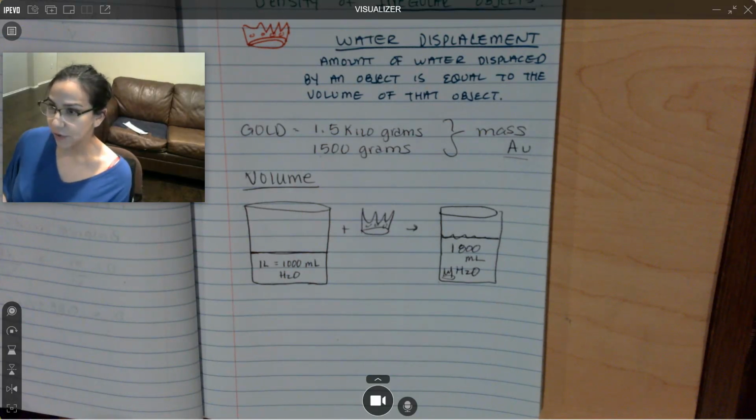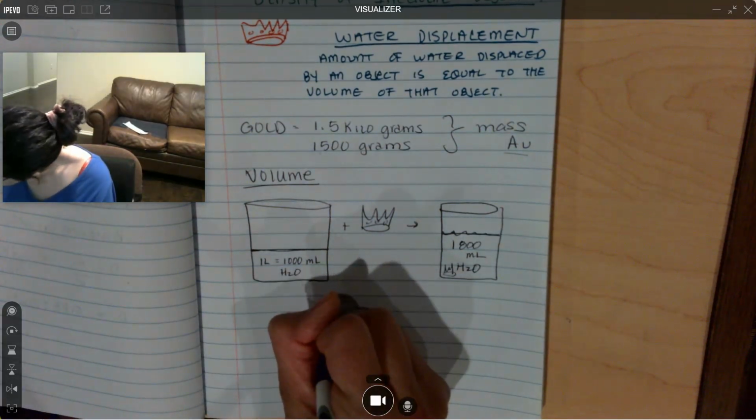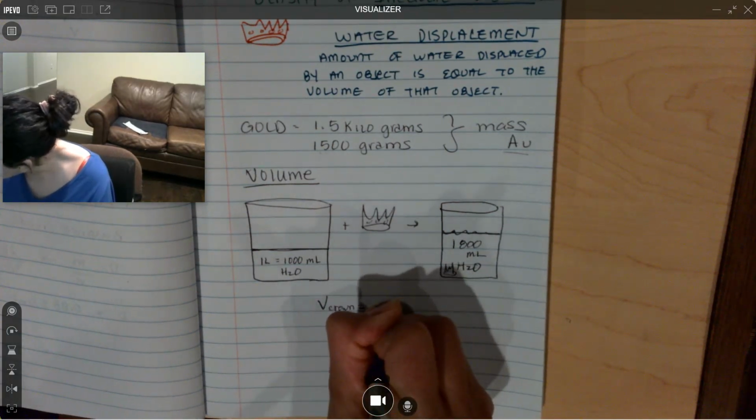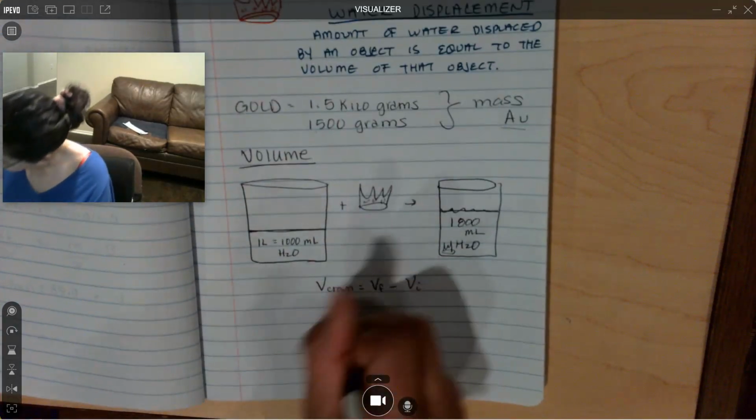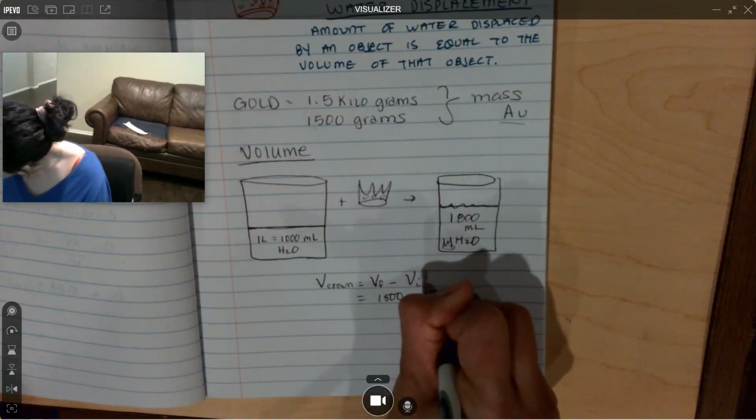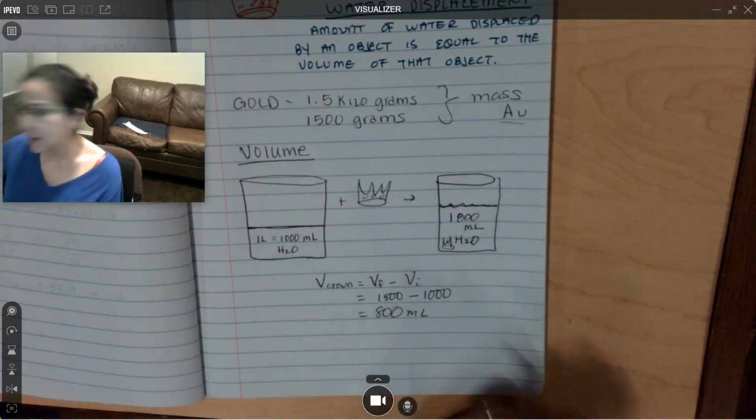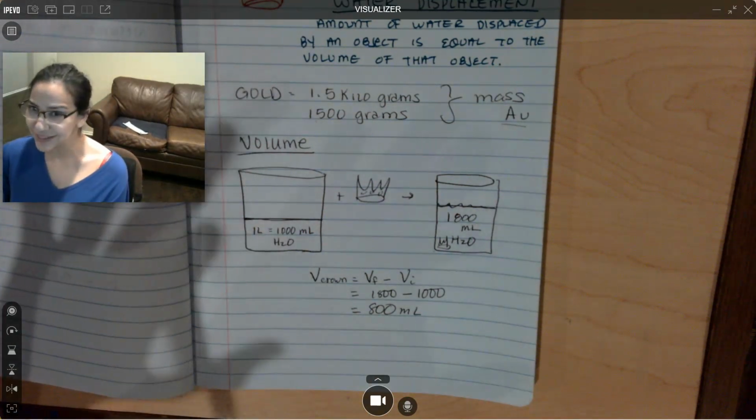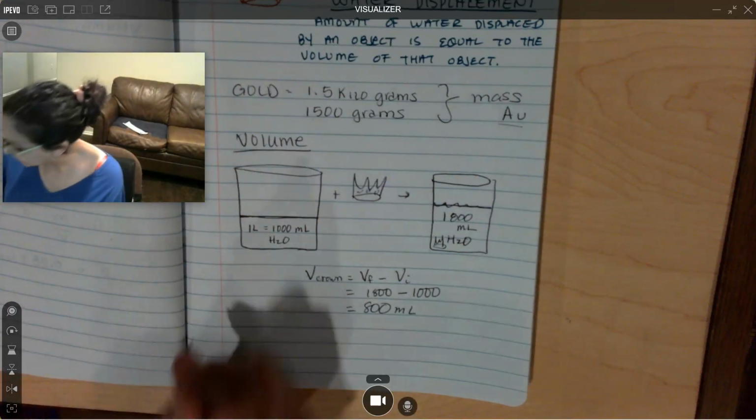What is the volume of our object? Well, you're going to take the final minus initial. So volume of your crown is equal to the volume of the final minus the volume of the initial. So 1,800 minus 1,000. The volume of my crown is equal to 800 milliliters, right? Or centimeters cubed, because we just learned that they are the same, a 1-to-1 ratio.